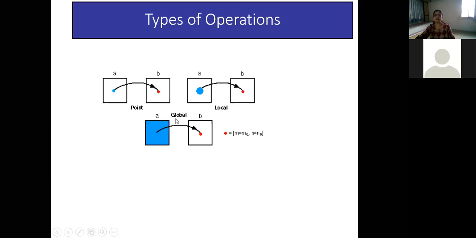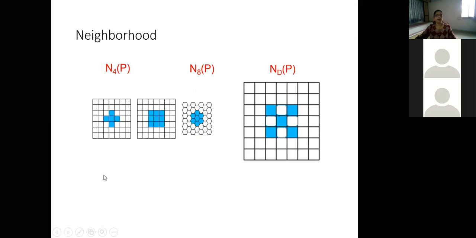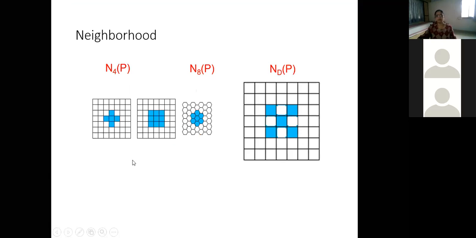And global processing means that in order to determine the new value of a pixel, we take into account the entire data available in the image. That's why it is named global processing. For neighborhoods, we can have different types as shown here. We can consider this four neighborhood, where we consider two vertical neighbors and two horizontal neighbors to determine the new value of this pixel. So this is the four neighborhood.